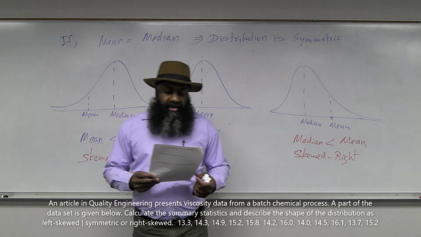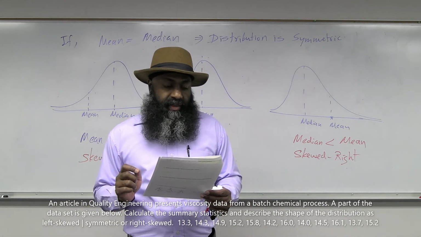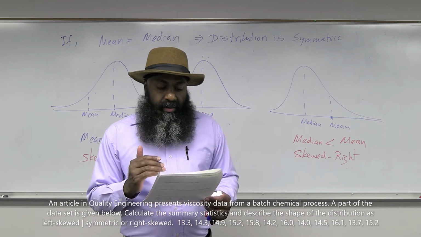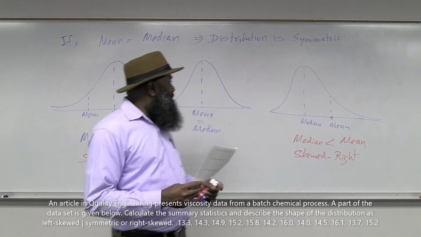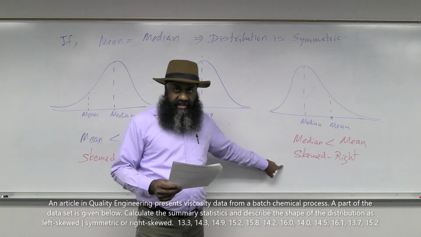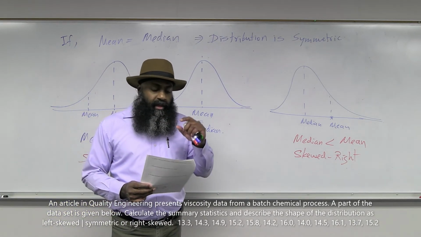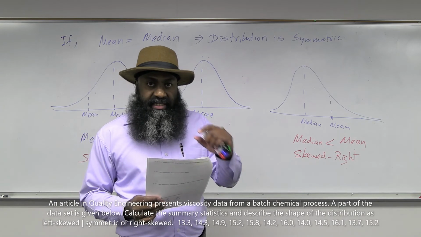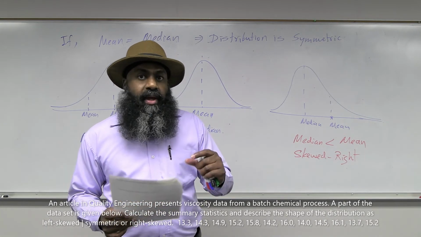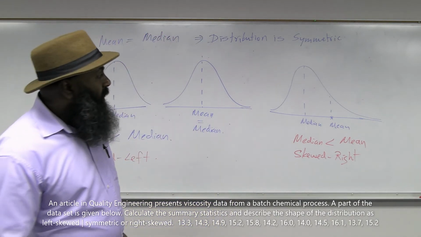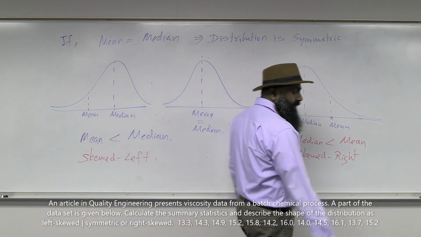An article in Quality Engineering, 1992, presents viscosity data from a batch chemical process. The data set is given below. Now you have to determine if the distribution should be symmetric, skewed to the right, or skewed to the left using this data set. This question is extremely important. You will see a question similar to this one in your exam 1. I will give you a data set and I will ask you to determine whether your distribution is symmetric, skewed to the left or skewed to the right.